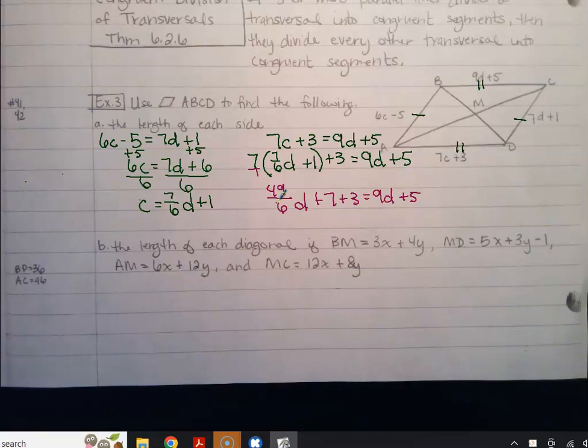8 and 1/6 D. So plus 10 equals 9D plus 5. Okay, so how would we solve it? I apparently didn't give you enough room.